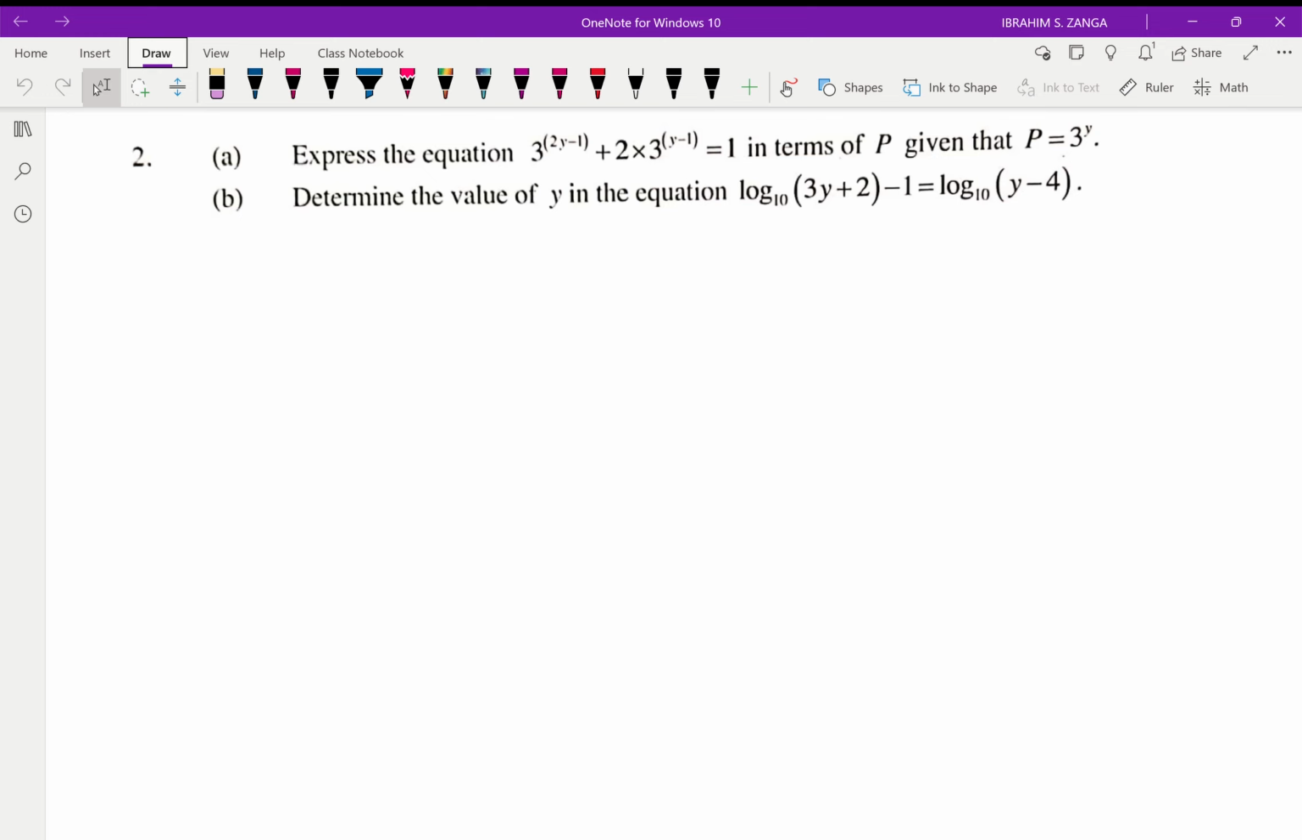Hello, dear students. Today we are going to continue with the second question, NECTA 2021 Mathematics Form 4. And the second question A, here we go with solutions.